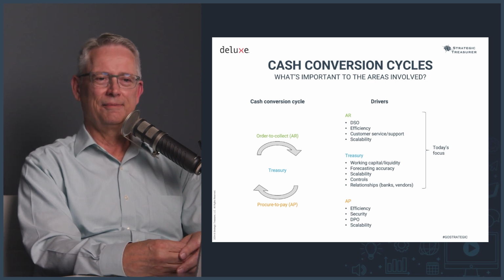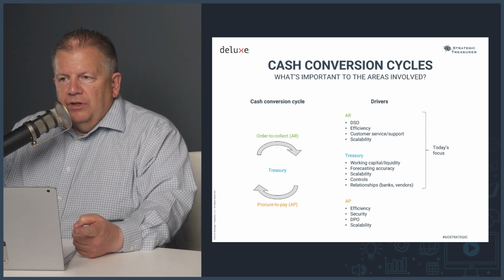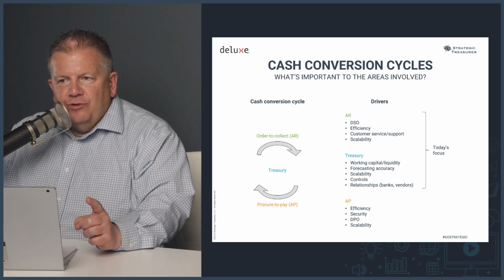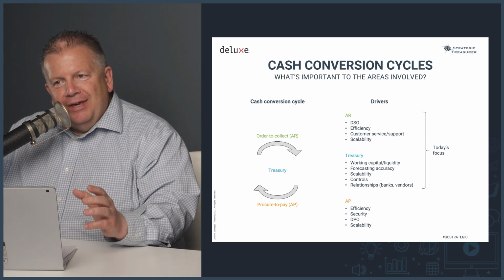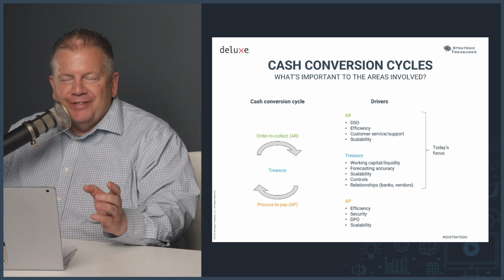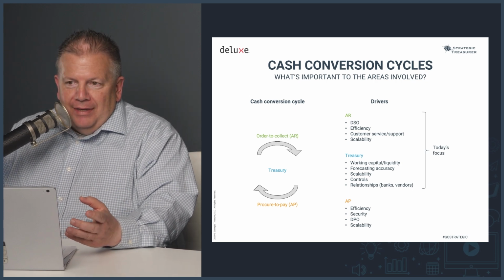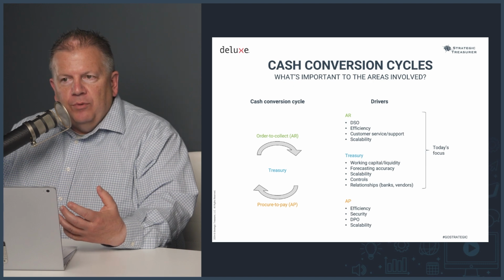Do you want to add anything? Rick, you said a lot of really good things. One piece at the beginning really stuck in my head. You said Treasury likes this diagram because Treasury is at the center of the cash conversion cycle. And that's true.